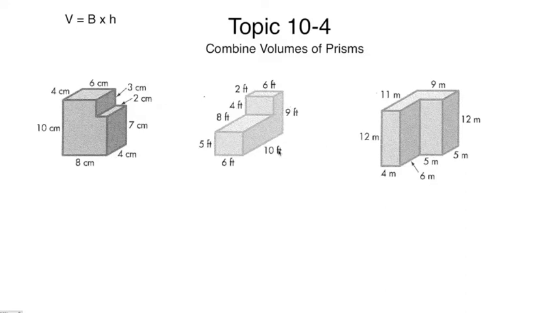Okay, in topic 10-4, we are going to find the volumes of different prisms and combine them for a total volume. So, what I need for you to do right now is to push pause and try to draw these shapes as best as possible and label their sides as they have done. So go ahead and do that.